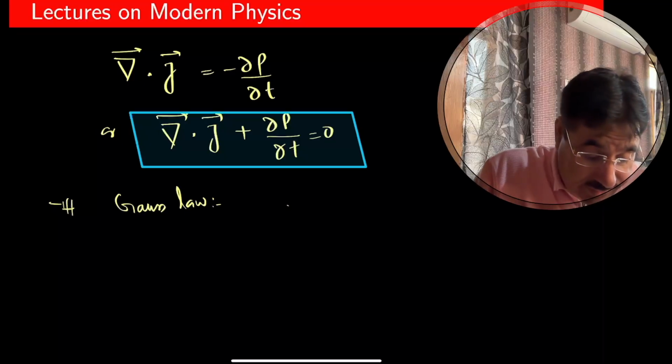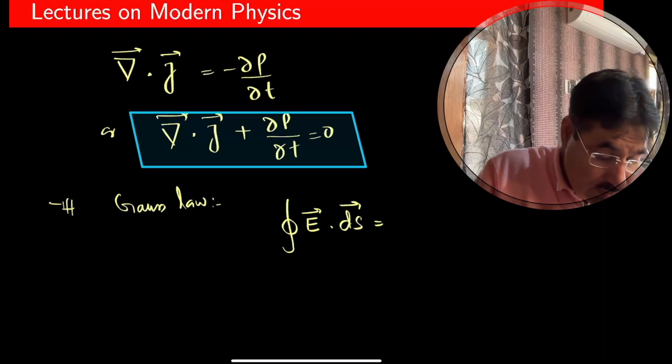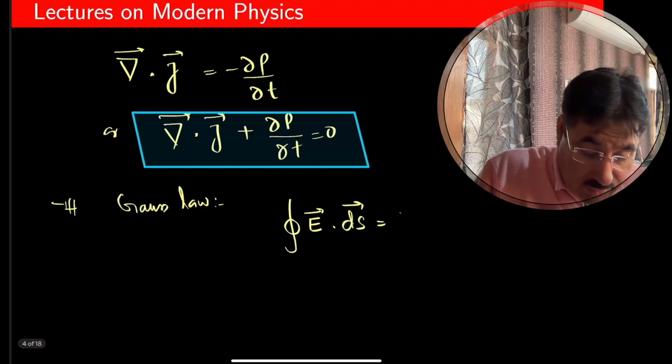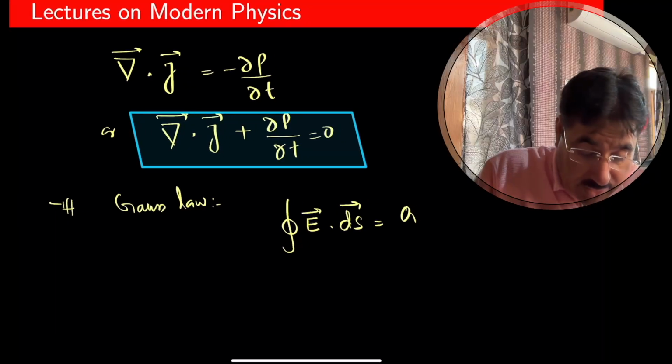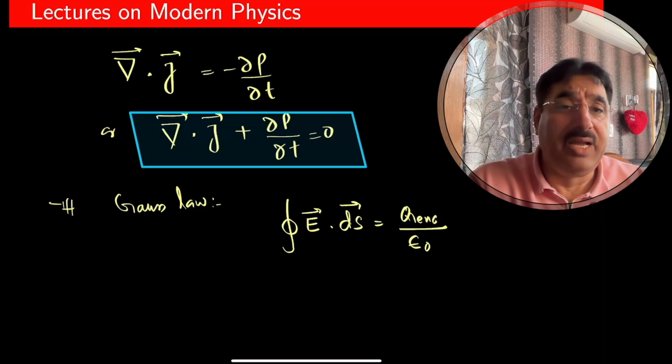Gauss law was that the flux of electric field through a closed surface is equal to the charge enclosed in that surface divided by epsilon naught. This is what you learn even in upper high school.